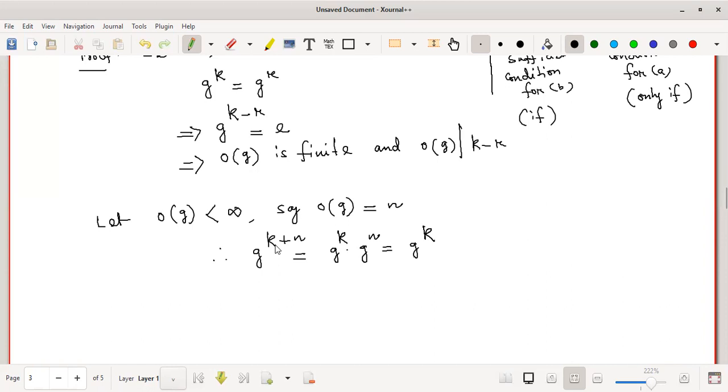So see, we have proved that k plus n and k are two integers such that g to the power k plus n is equal to g to the power k. So we are done, right? This is true for all k belonging to Z. So the sufficiency part is also over. Okay. Now we are ready to prove the result we desire.